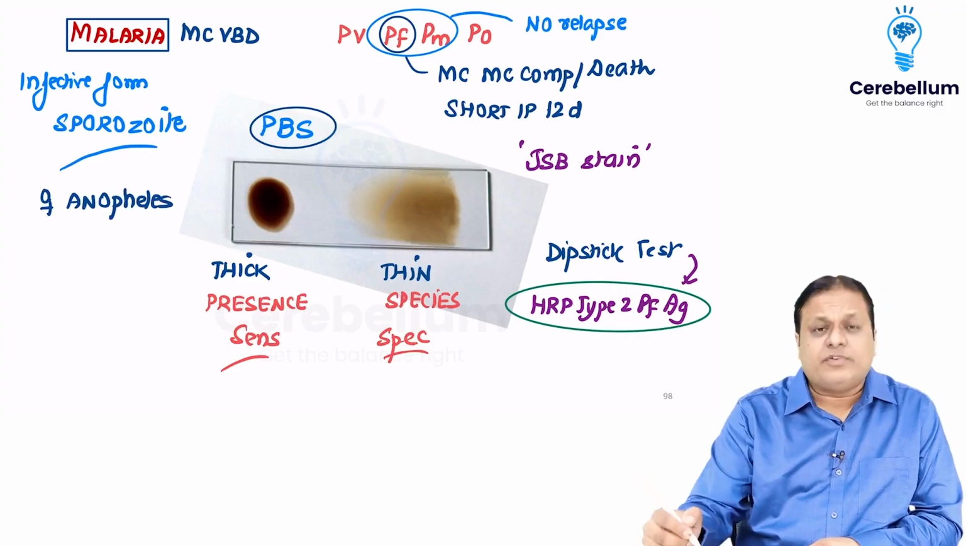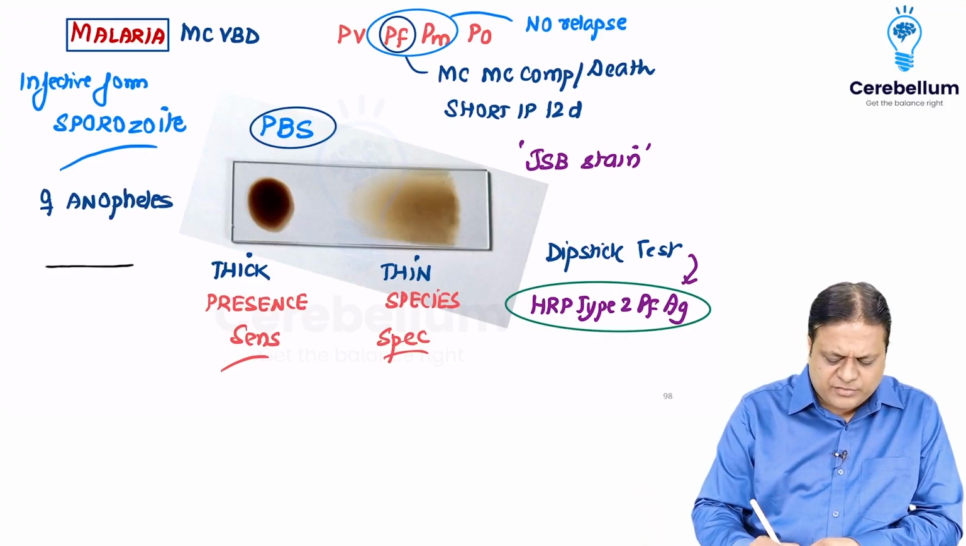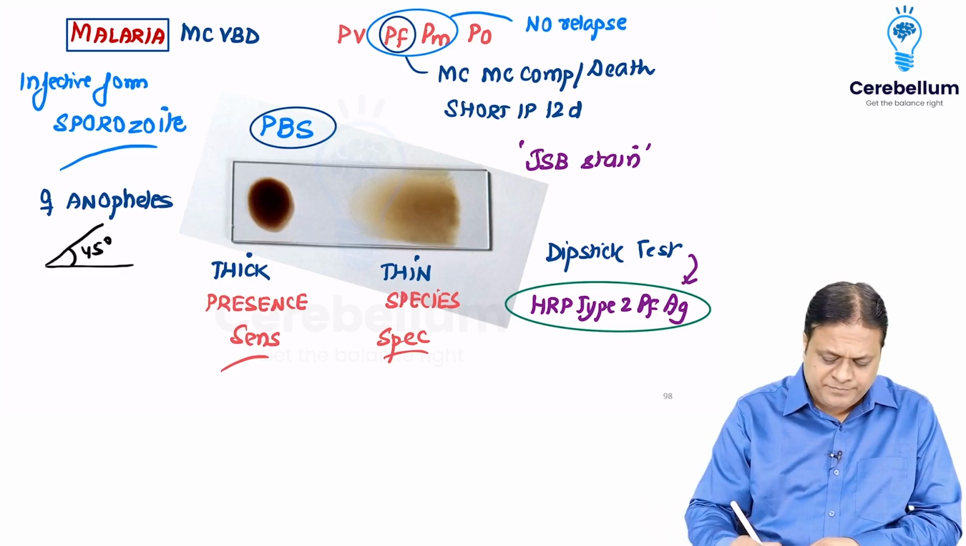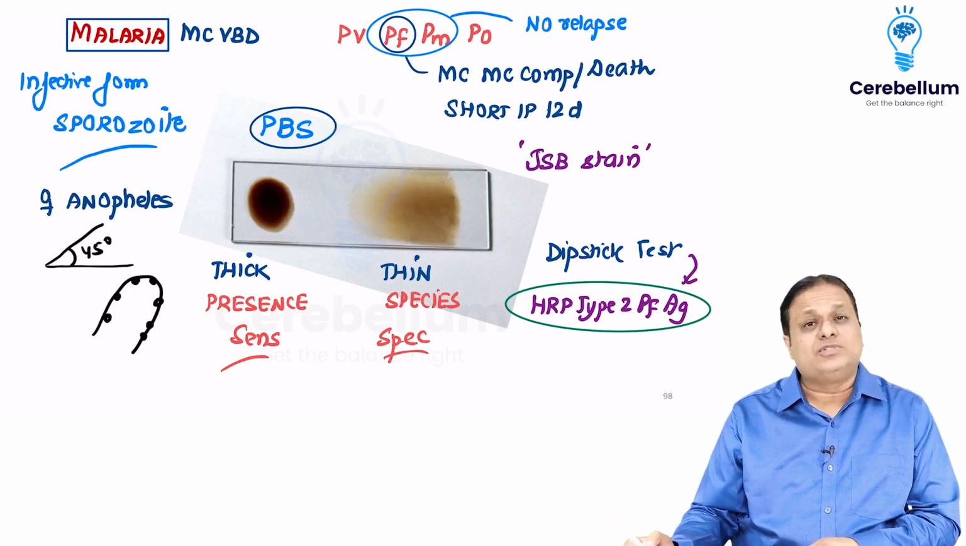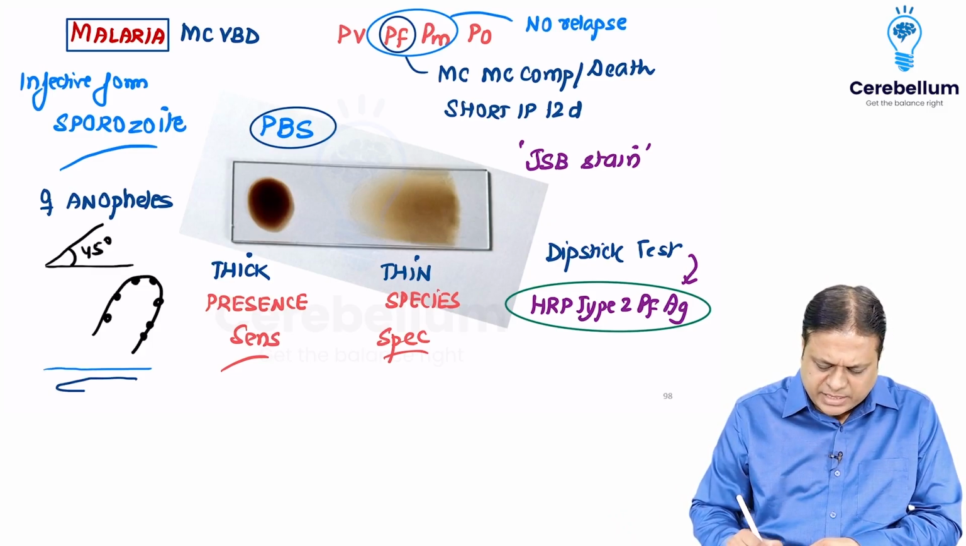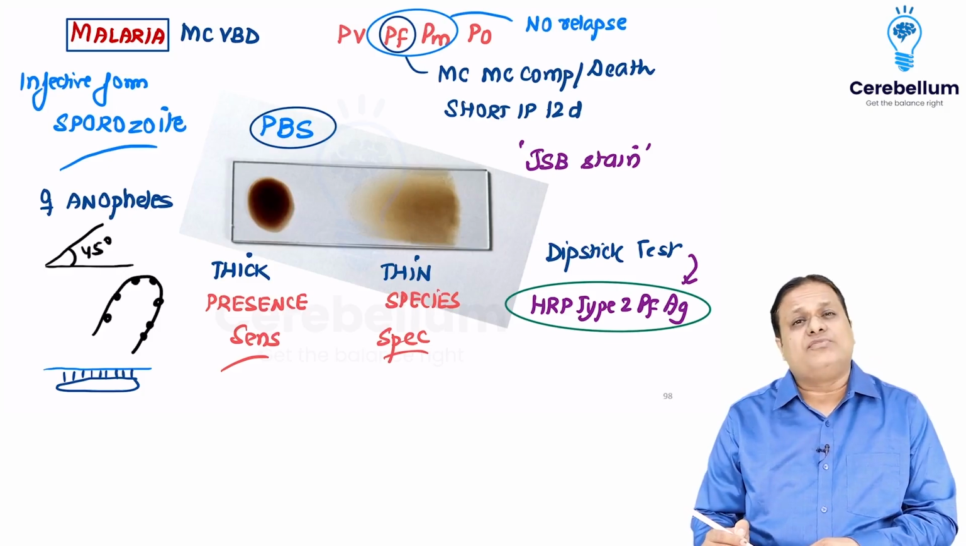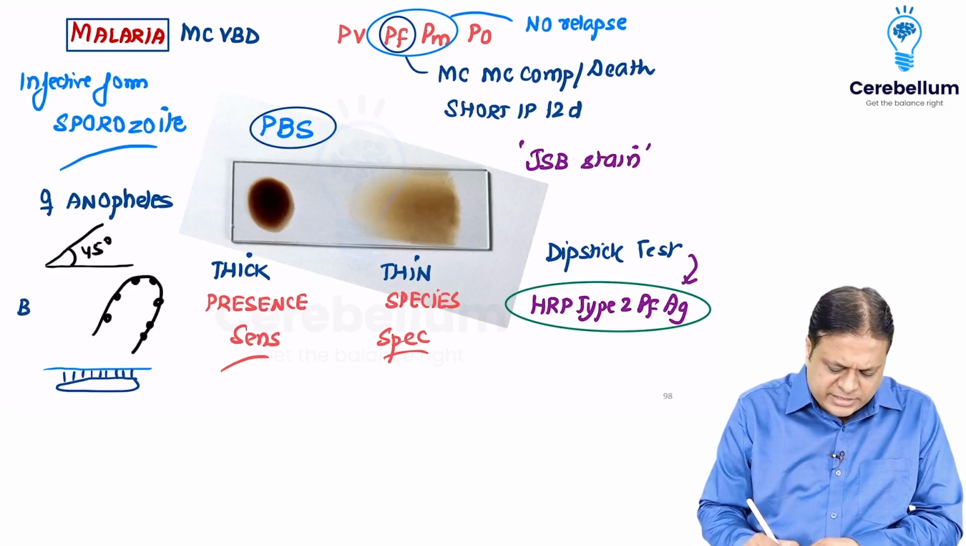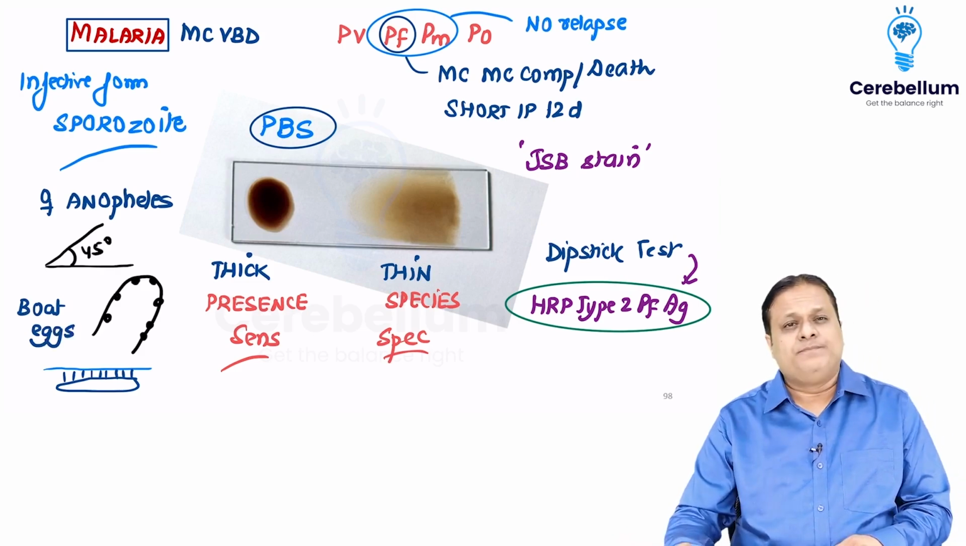How will you identify Anopheles? It sits at 45 degrees to the surface of skin while taking a bite. Its wings are spotted on the margins, black spots on margins of wings. And when we look at its larva, it rests parallel to the water surface because it has no siphon tube, and it has boat-shaped eggs with lateral floaters.